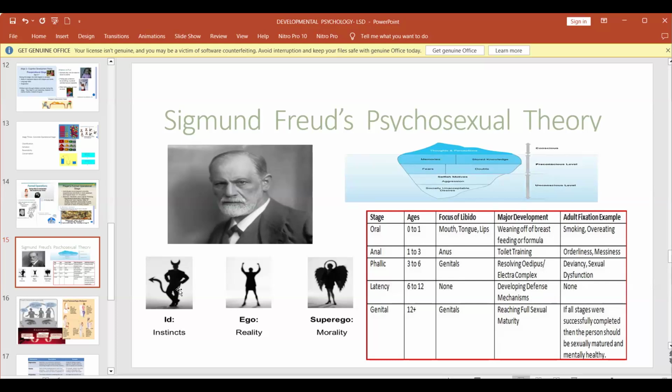Then go to the second component of the personality. The second component is the ego. The ego emerges by the age of 1 and completes by the age of 3. So the ego is present from 1 year to 3 years.